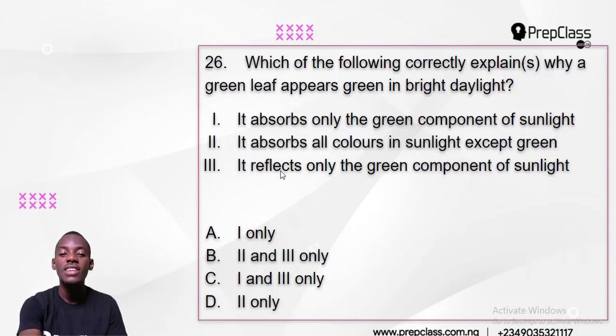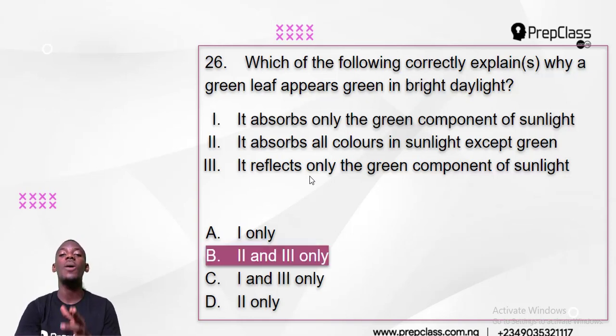And number two, it reflects only the green component of sunlight, is also true. It absorbs all colors in sunlight except green, and it reflects only the green part. Actually, that number two is the same thing as number three; I'm just saying the same thing in different ways. There are many components in the sunlight, but only the green component is reflected, and that is the answer to number 26.